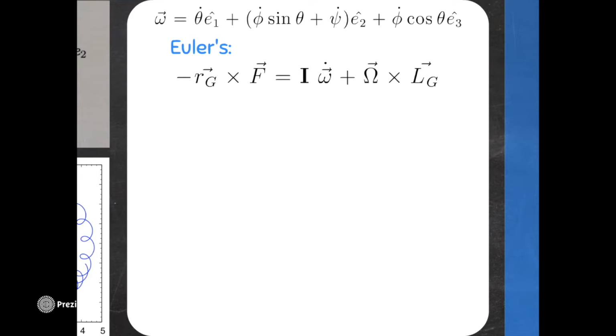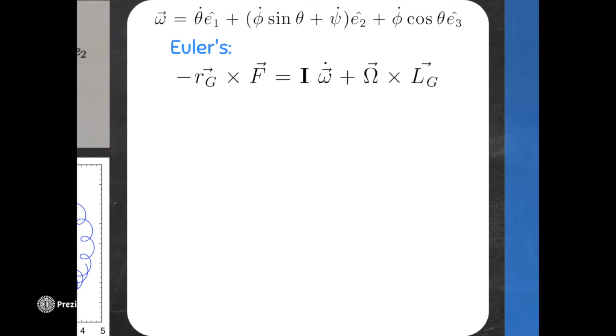I is bold because it's a tensor in this case. It acts on the angular velocity vector. Rg cross F, everyone knows R cross F is like a torque. F is the contact force, and Rg is the vector from the edge to the center of mass of the ring. Omega cross Lg, so why is this big omega?